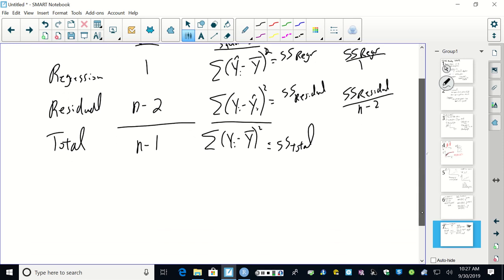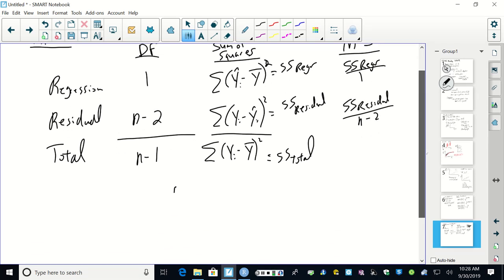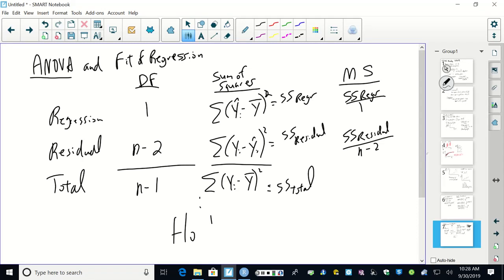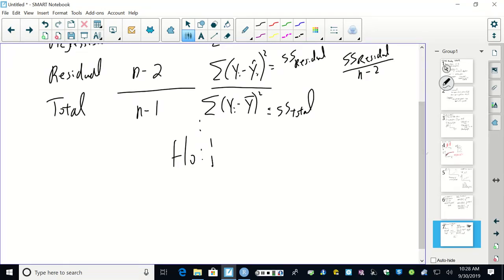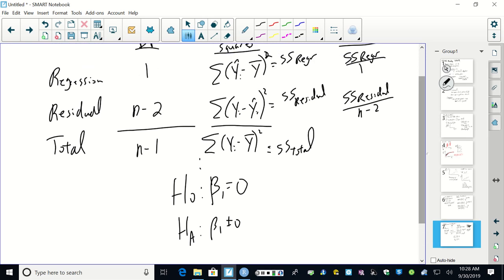And so if we want to do a hypothesis test, is the slope equal to 0 versus an alternative that it's not equal to 0, we can compare the 2 mean squares that are up here. And that is an F statistic, mean square of regression over mean square residual.